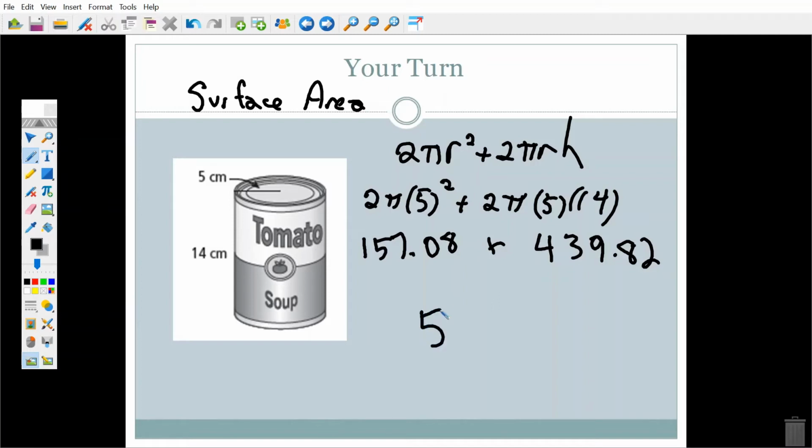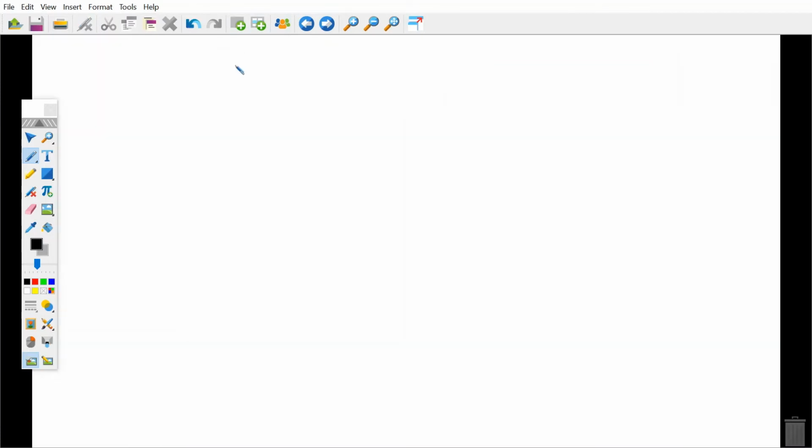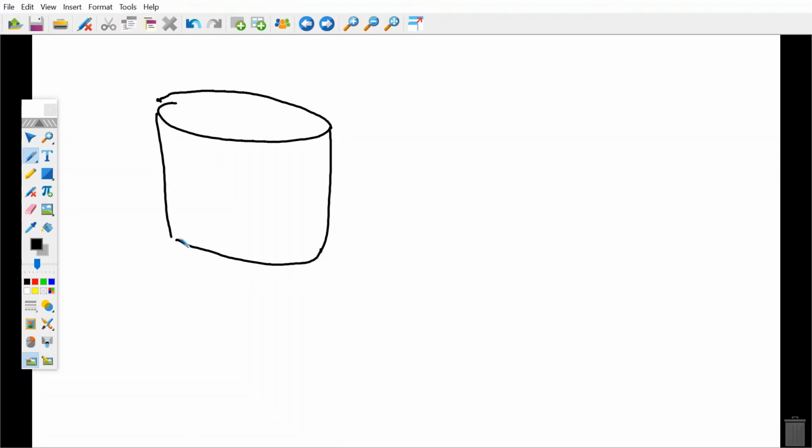Is 596.9 the surface area of this cylinder? At this point, I'm going to give you a cylinder of your own. Pardon my somewhat messy drawing.